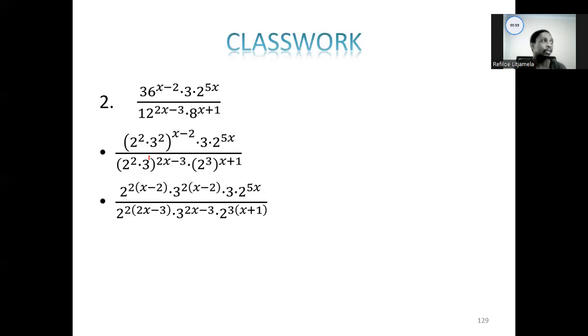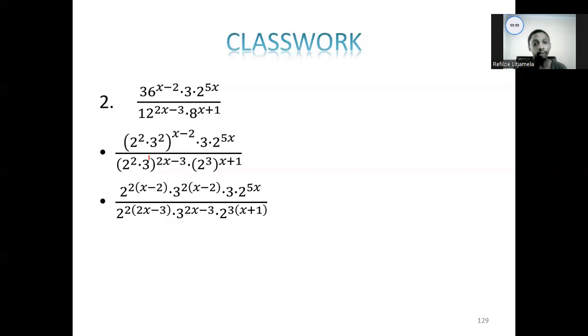Okay, so all I did was simply to take the 2 and multiply it by the outside exponent. So this 2, as I've said, you multiply by the outside exponent, which is x minus 2, and the exponent of 3, which is 2, you multiply by the same exponent, x minus 2. In the denominator, you do the same thing. The exponent of 2 will be multiplied by 2x minus 3. The exponent of 3, which is 1, will be multiplied by 2x minus 3. That is why it's just 2x minus 3. Anything you multiply by 1 will be itself. Okay, u times 1 is still u. You don't change. All right.